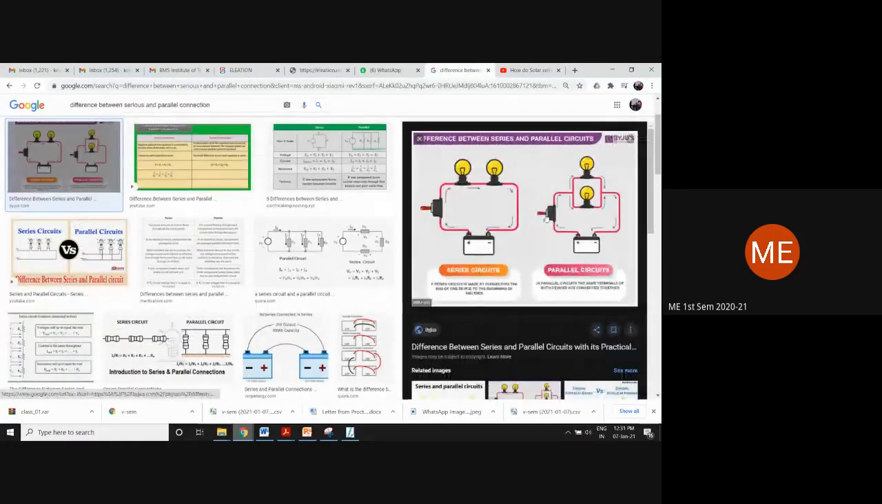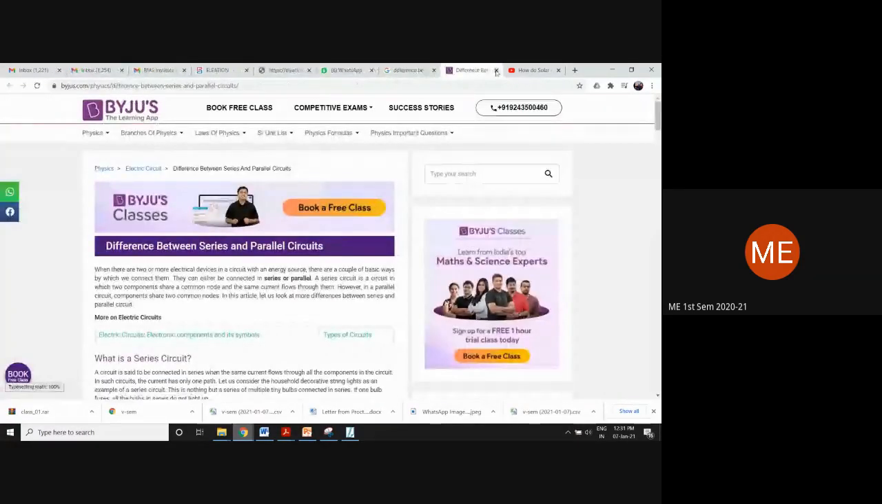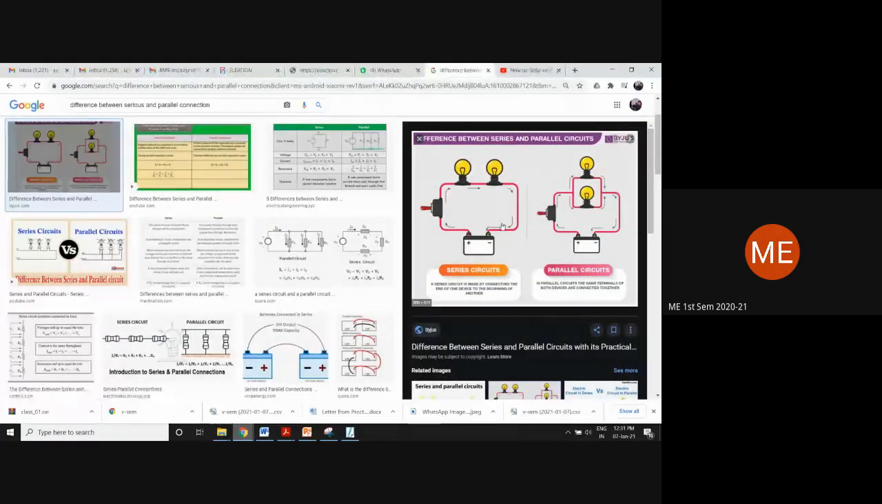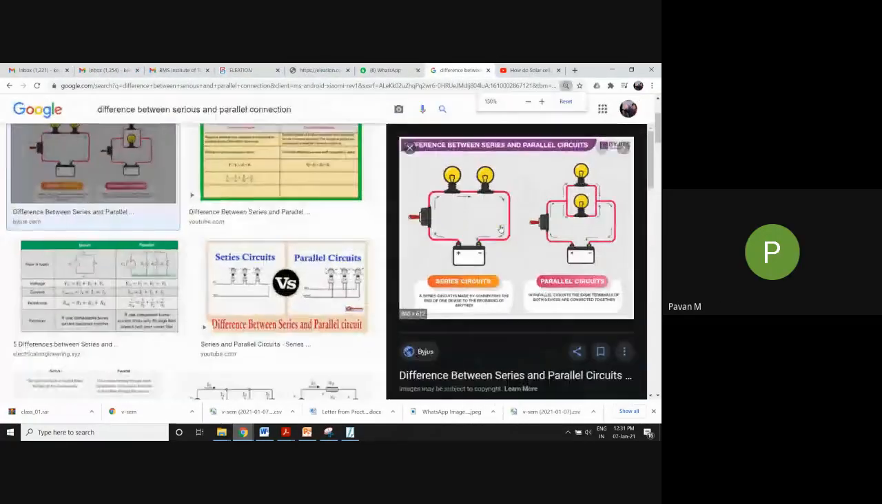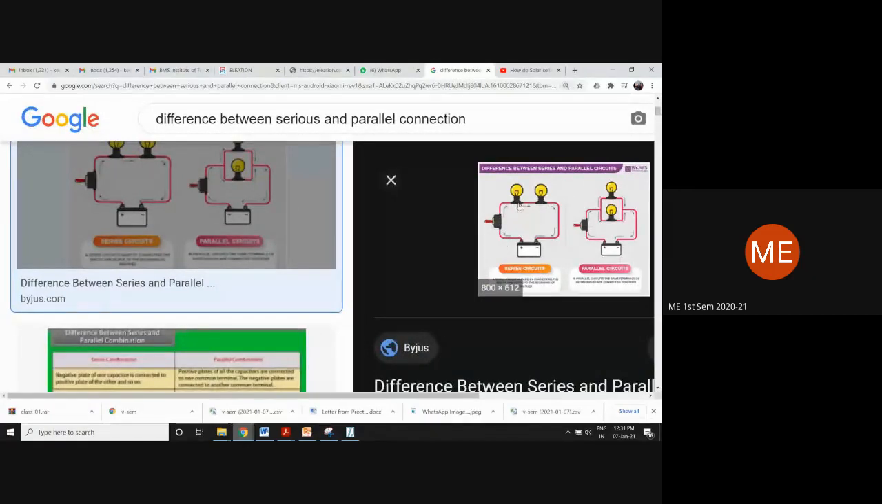Can you see the figure here? Yes, sir. In series, this is the circuit where if one source or one resistance, we will call it a resistor, is not working, then the entire circuit will not work. In parallel, it won't happen like that. If one circuit breaks down, the other circuit also continues to work. Okay.